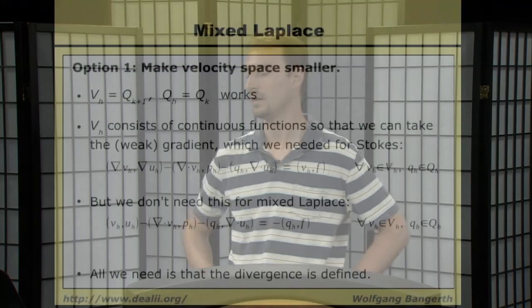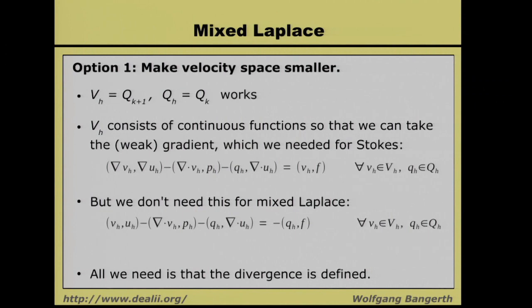You want to make the pressure space as large as possible, or the velocity space as small as possible. And we argued that in the Stokes case, I couldn't make the velocity space smaller, but I can make the pressure space larger. Now for the mixed Laplace, I show you the opposite case, where I can make the velocity space smaller. And to see how that works, let me look at the bilinear form again.